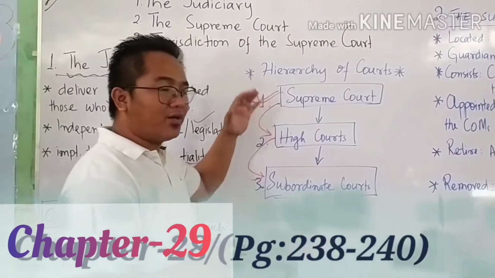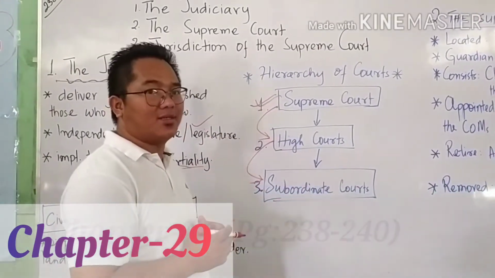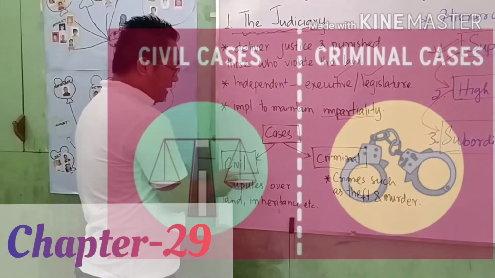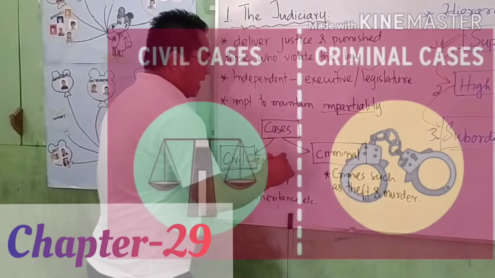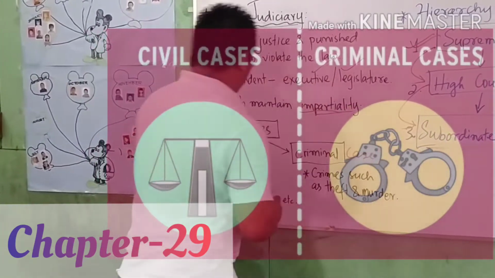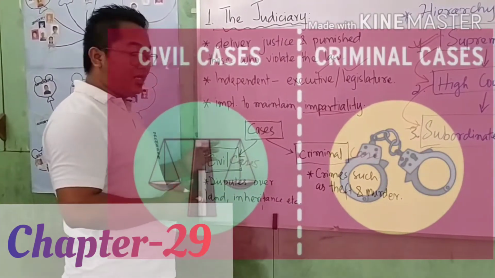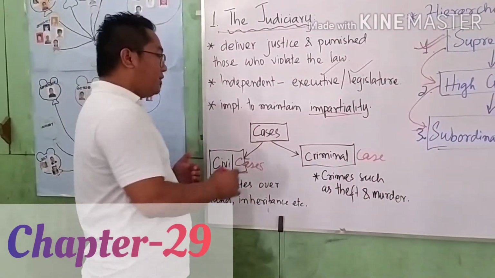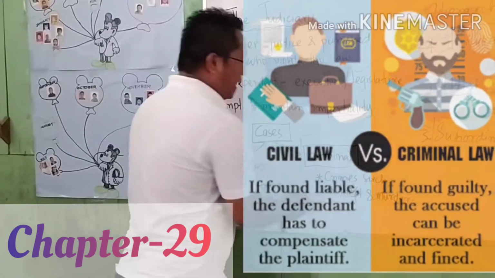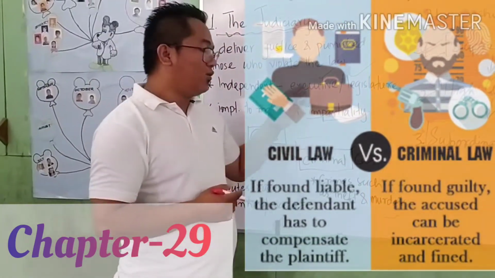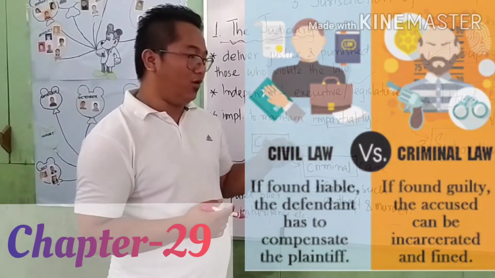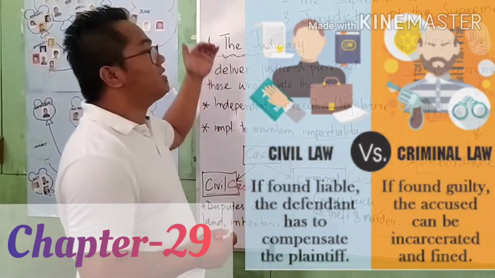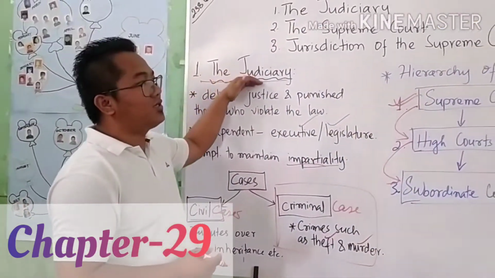And the judiciary or the law courts deal with cases. When we talk about cases, in India we have two types of cases: civil cases and criminal cases. Civil cases are those cases which deal with disputes over land or inheritance, etc. On the other hand, criminal cases are those cases dealing with crimes, the breaking of laws, such as theft and murder. So this is a little bit about the judiciary in India.